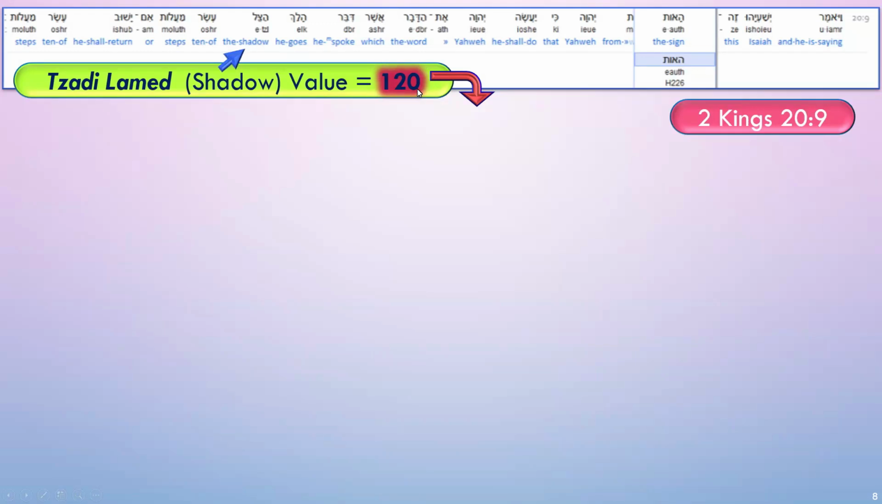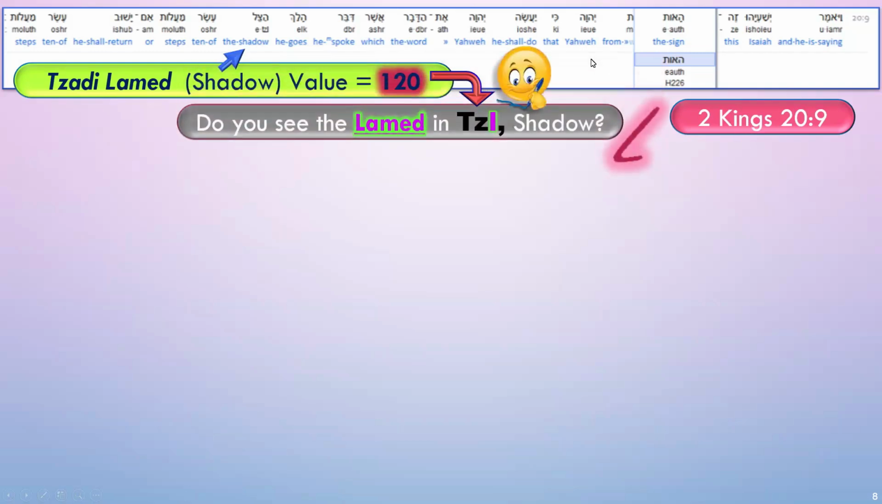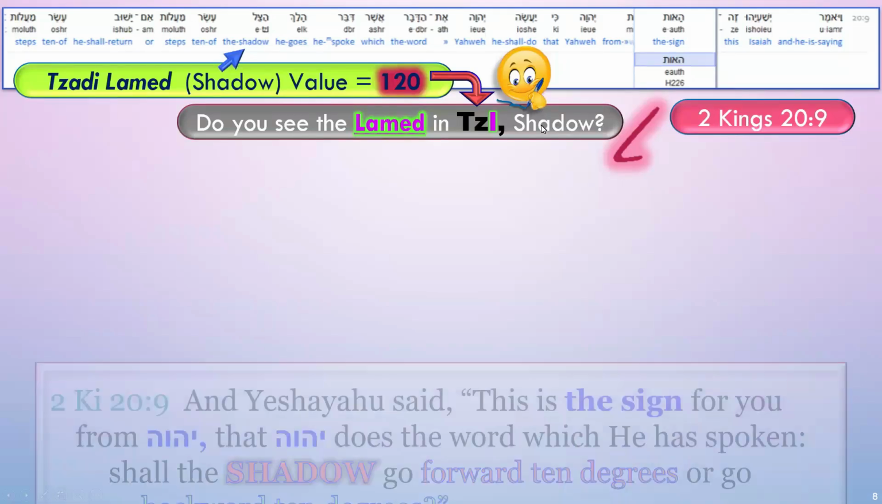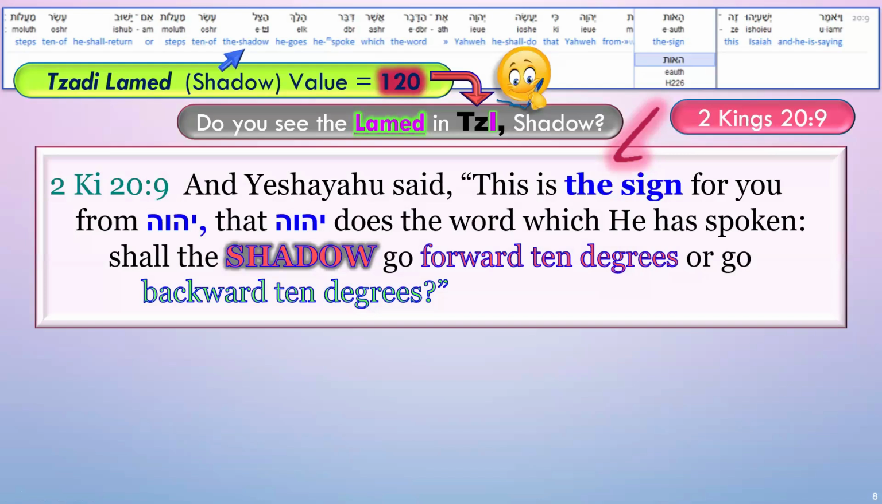Well, it already is important, not just for this study, but in the following study coming. So when you read Tzadi Lamed or Tzal, as you see it here, Tzal, think 120. And again, this is from 2 Kings 20, verse 9. I ask you, do you see the lamed in that word, the shadow? That lamed is an instructor. He gives direction and gives instruction. It shows the path that we should follow. That's what's in Tzal, the shadow, 120. 2 Kings 20, verse 9.